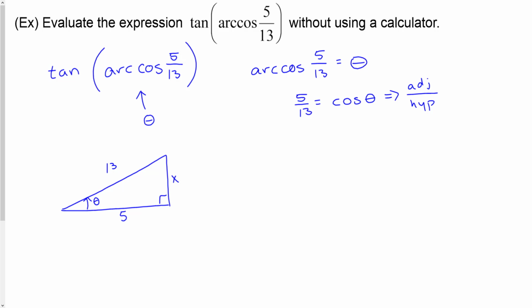Next, I'm going to solve for this remaining side here, well, I'll show you why. So 13 squared is equal to x squared plus 5 squared. So 169 is equal to x squared plus 25. If I subtract 25 from both sides, 144 equals x squared, or x equals, it's either going to be plus or minus 12.